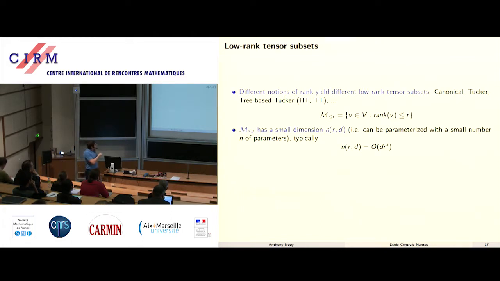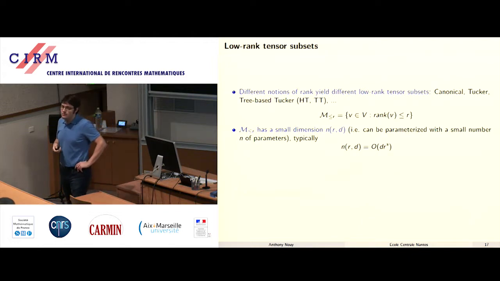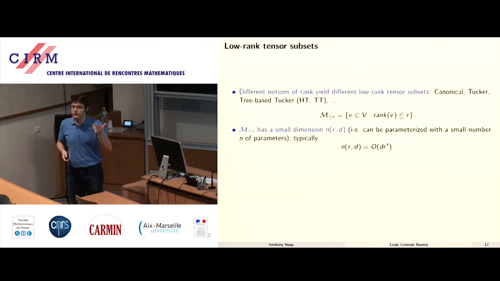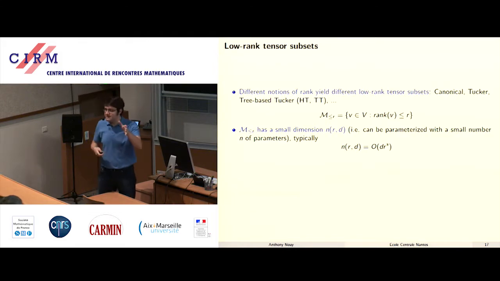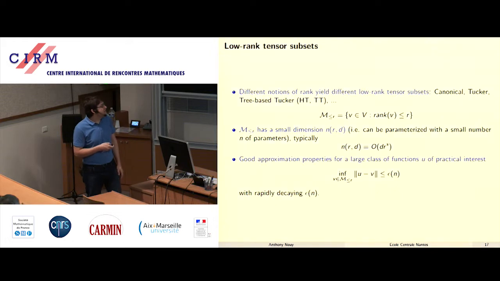But a nice thing is that this subset of approximation has a small dimension. Small in the sense that typically they will have a dimension that grows only linearly with the dimension. And it is the case of the tree-based formats that I have presented before. So a number of parameters that grows only linearly with the dimension. That means that if you are able to find an approximation of your function in such a subset with a fixed rank, you have broken the curse of dimensionality. You have only a complexity growing linearly with the dimension d.